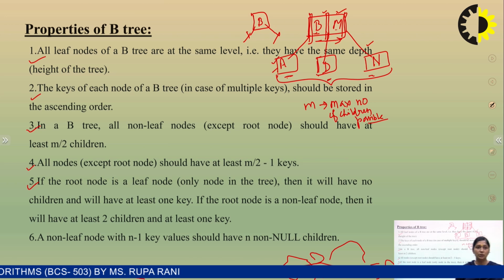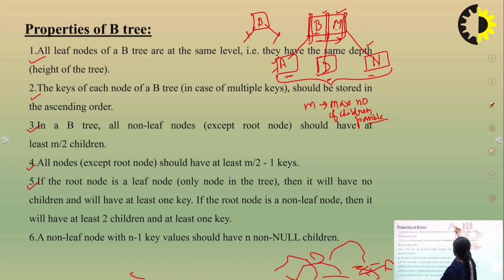If the root node is a non-leaf node, then it will have at least 2 children and at least one key. Suppose this B is a non-leaf node. Non-leaf node means this is not a single node, meaning it can have more than one node. Then there will be at least 2 children. Right?